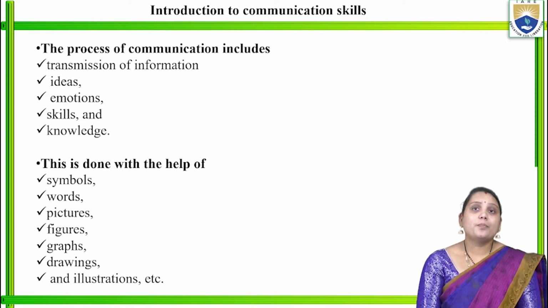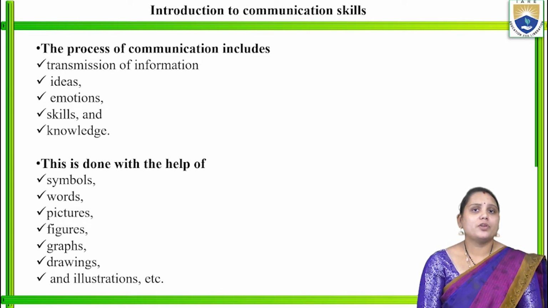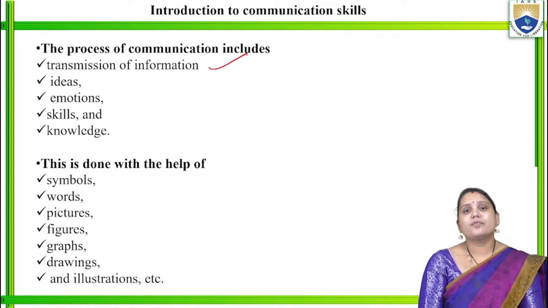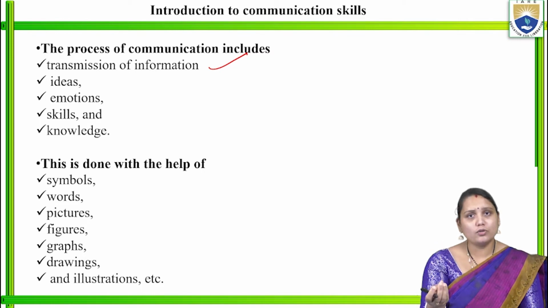Next comes the process of communication. Now, what is the process of communication? What does it include? Any kind of communication includes transmission of information. If I want to transfer some information, I will like to communicate to the people who require that information, who want to know about it, and who have a purpose to understand it. So I am transmitting it to them.